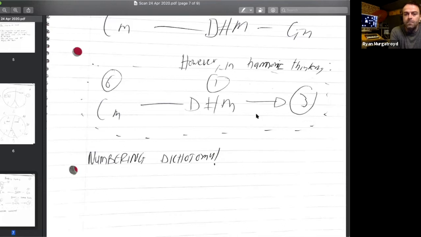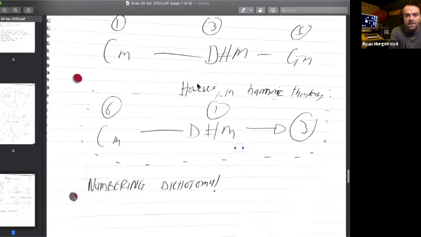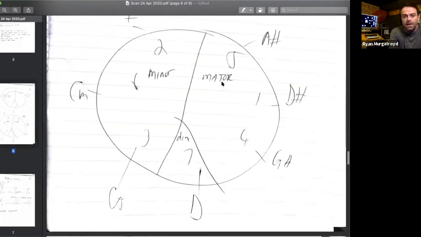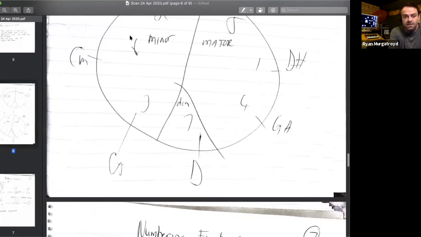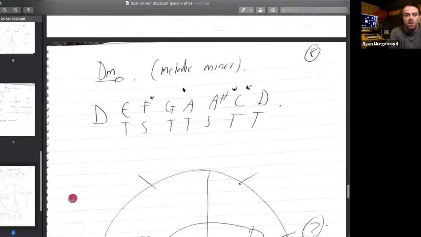Okay, fantastic. So you got me. So that's the numbering dichotomy, okay, is that when we number this progression, C minor, D sharp major, G minor is actually a 6, 1, 3. And I can just confirm that by looking: 6, 1, 3, C to D sharp to G, okay? So that's what I call the numbering dichotomy in harmony. Okay, boom. We made it through.